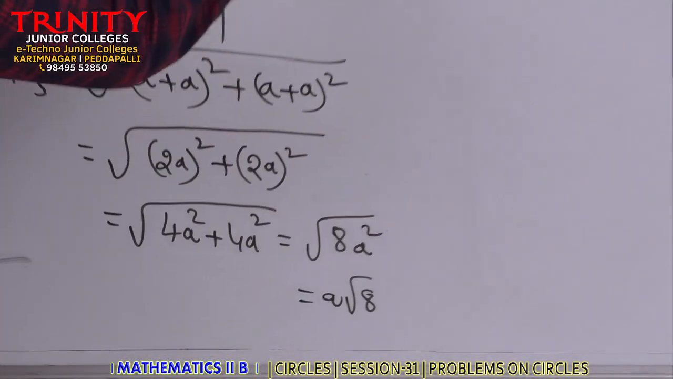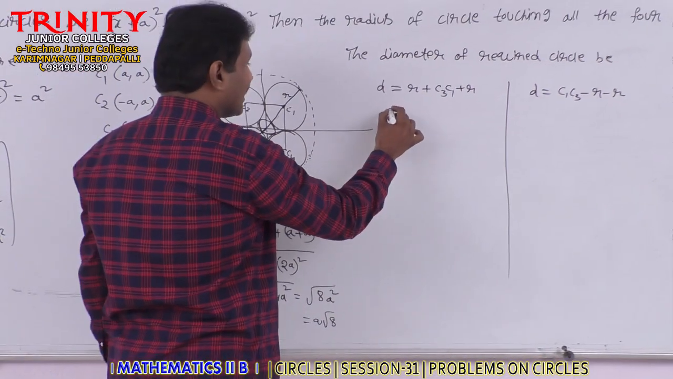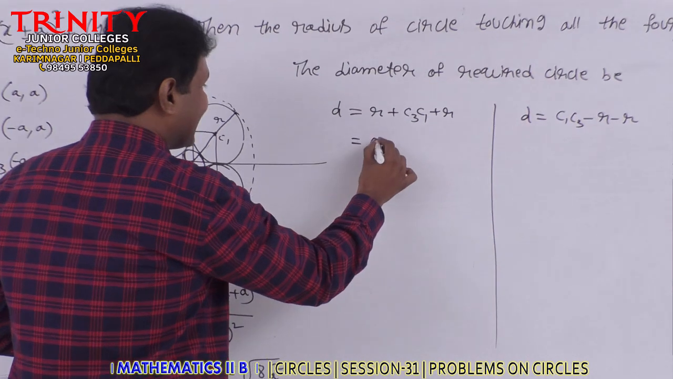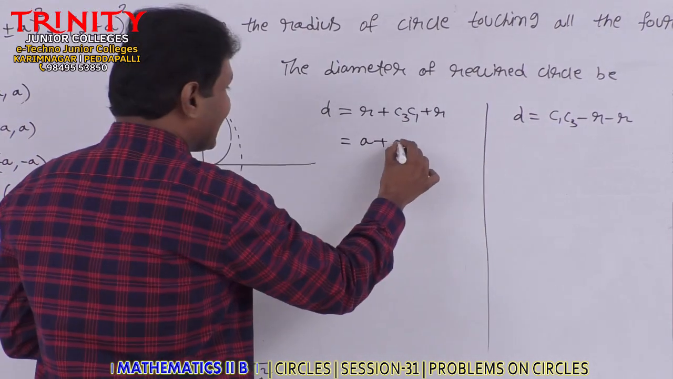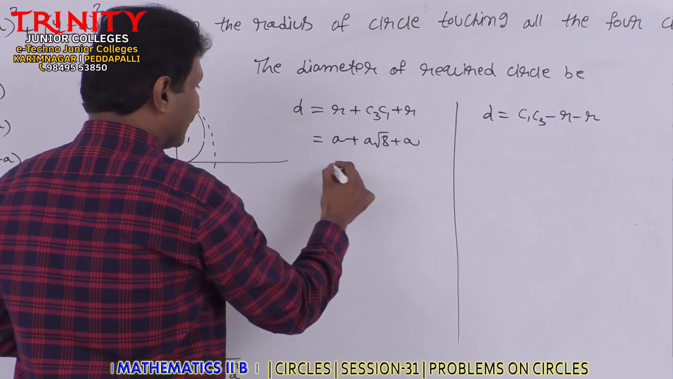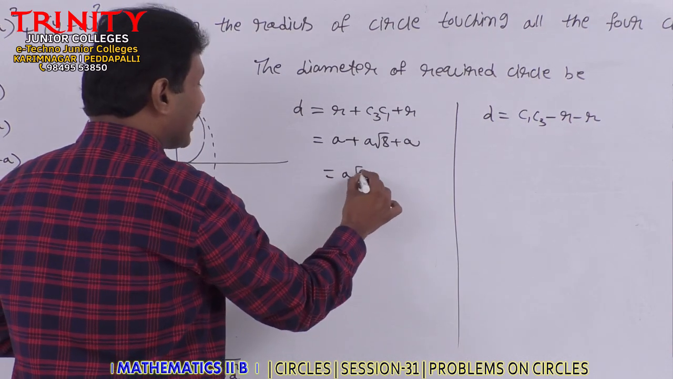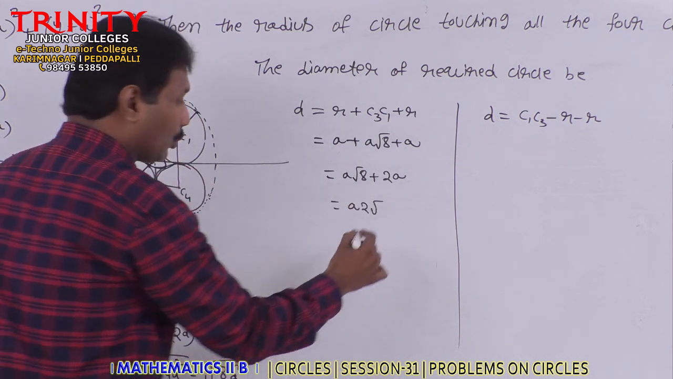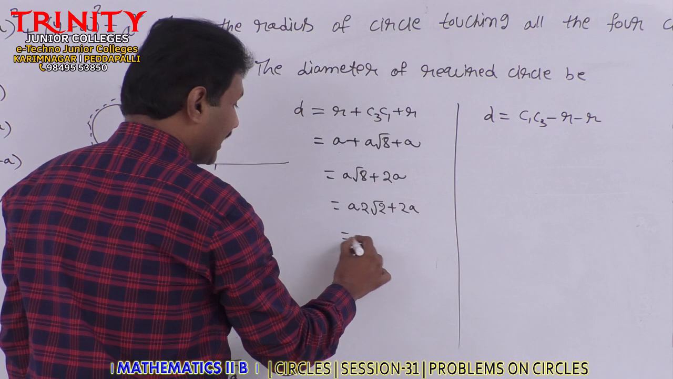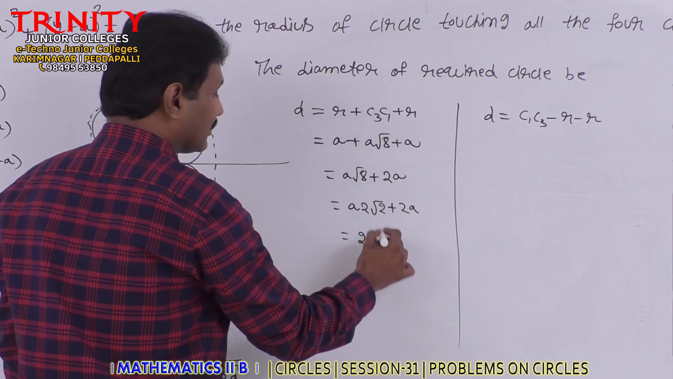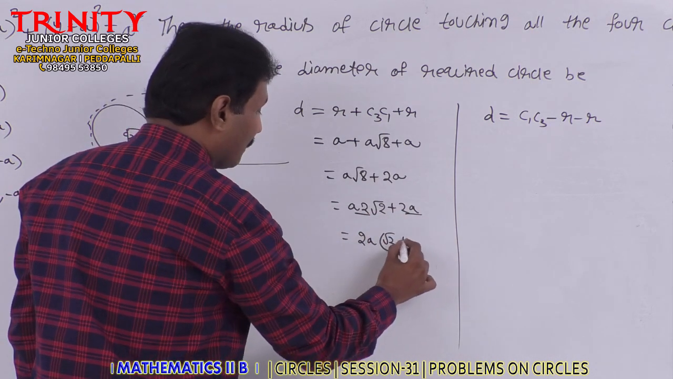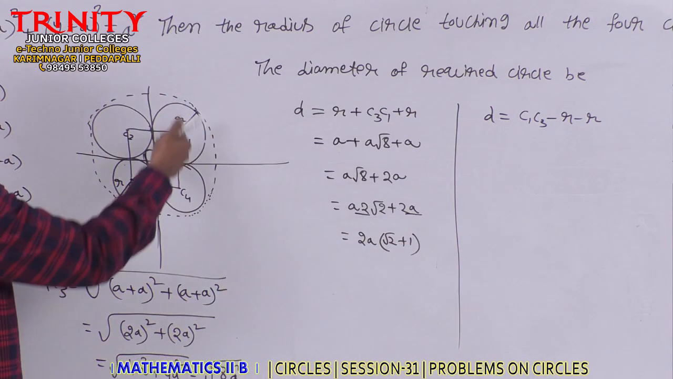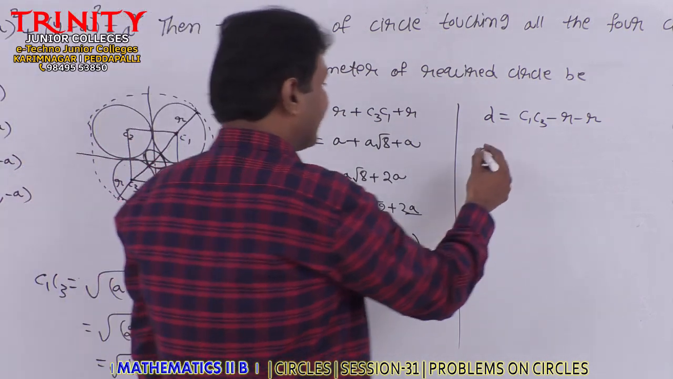Here the length of the largest circle touching all the circles is D, where D is the diameter of the required circle. It equals the radius a plus C1C3, which is a root 8, plus a, that equals a root 8 plus 2a. Root 8 means 2 root 2, so 2 root 2 a plus 2a. We take 2a common: 2a into (root 2 plus 1). This is the diameter of the required circle.